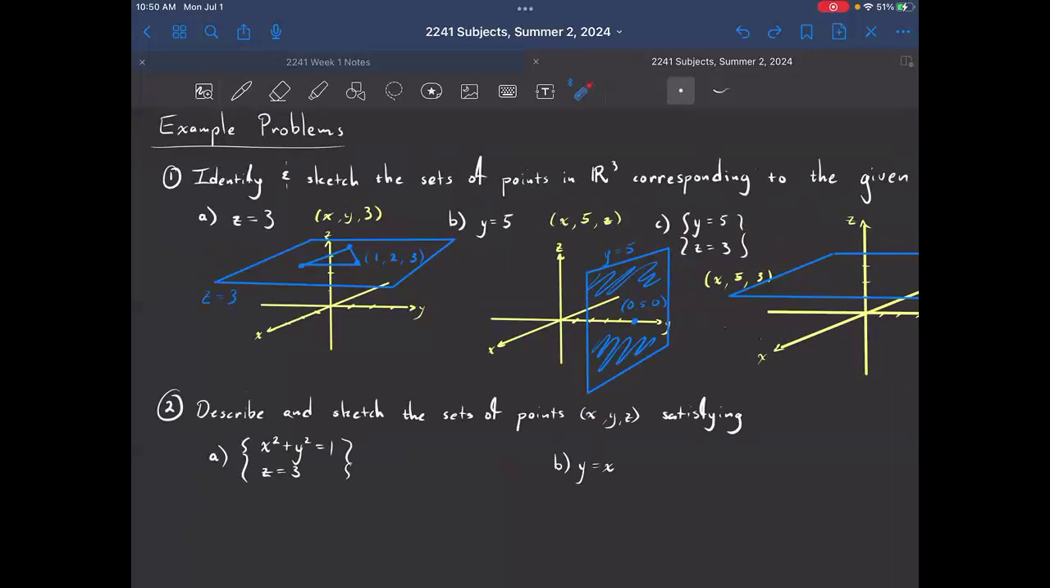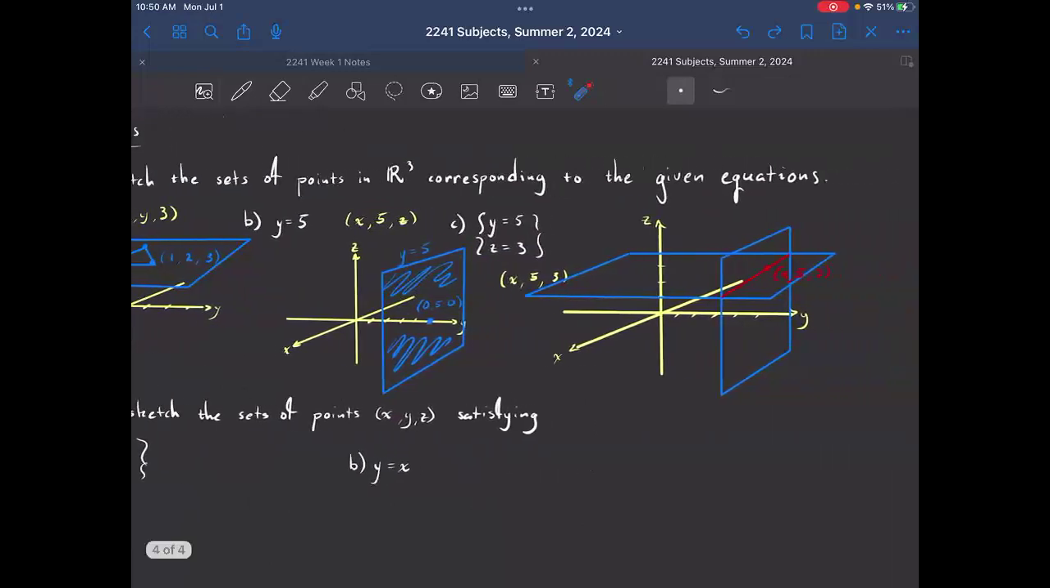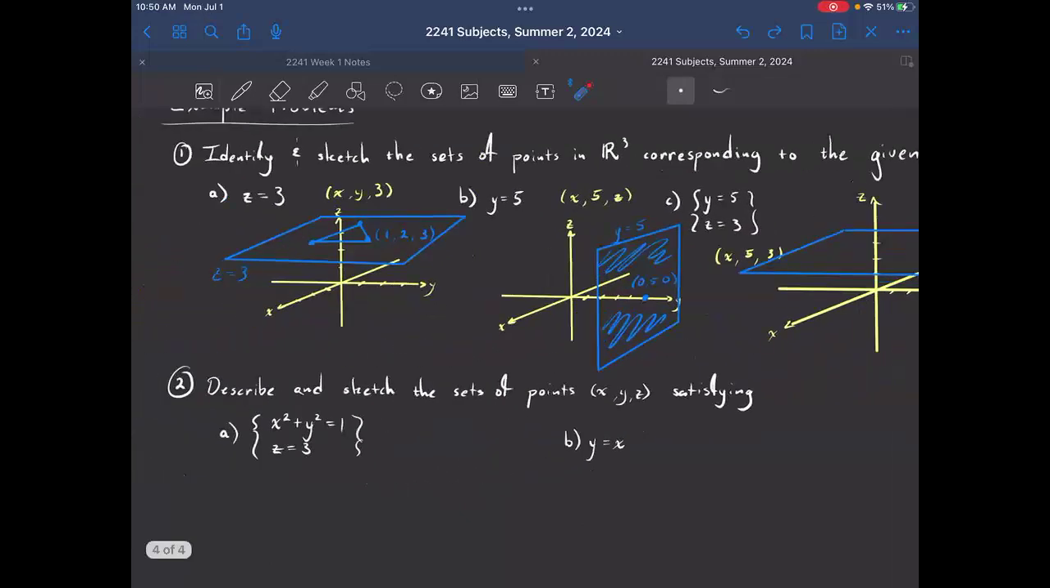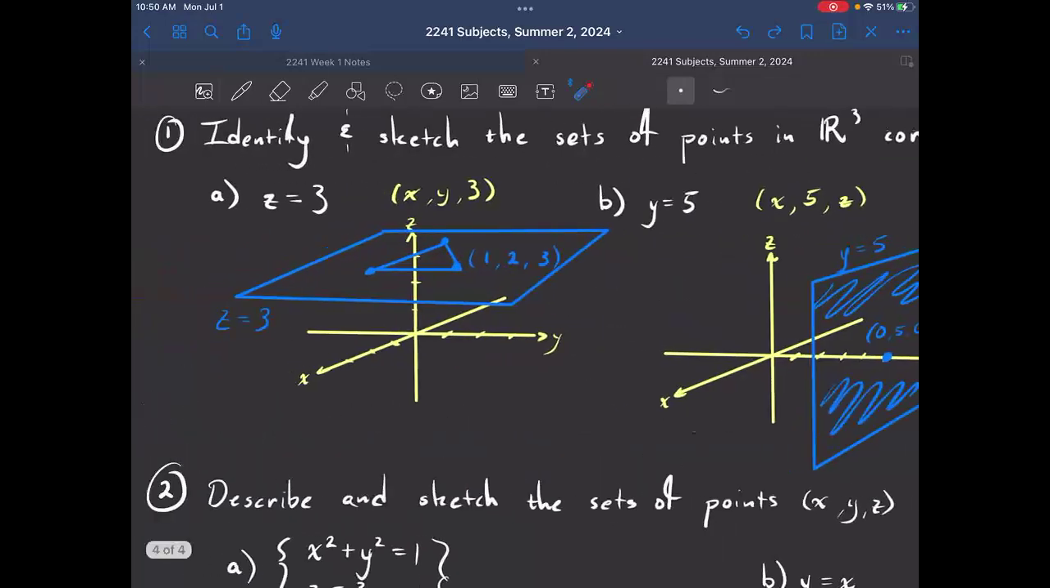It says identify and sketch the sets of points in R3 corresponding to the given equations. Now I've already written these ones out for you, and we'll work the rest of them as we go, but I just want to walk through these real quick.